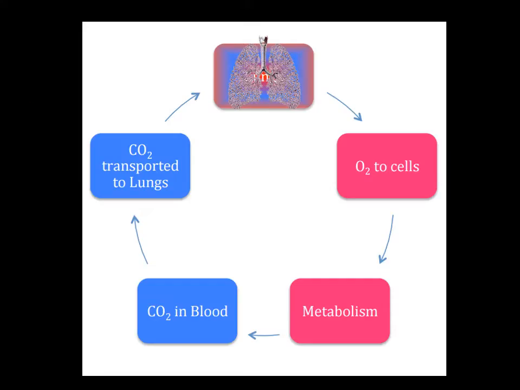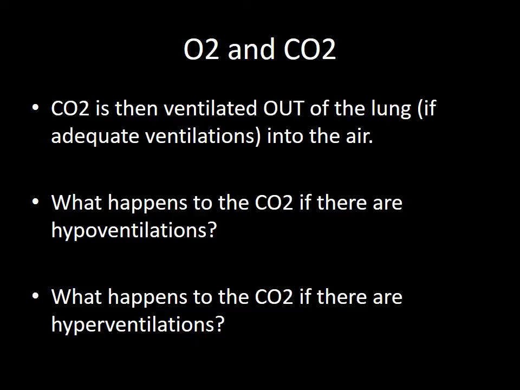And that's just another picture of everything we said, where from the lung, oxygen goes to the cells, used in metabolism. As a byproduct of metabolism, we get carbon dioxide, which is transported back to the lungs. CO2 is then ventilated out of the lungs if we have adequate ventilation.